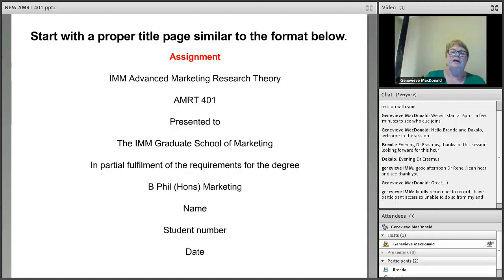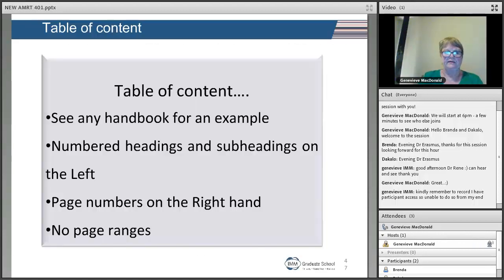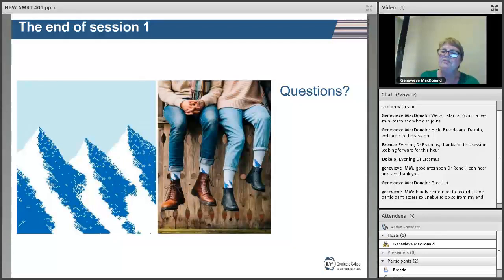Okay, this would be the assignment title page. There is your module name, your name, student number, date. Just a professional start to your assignment. Table of content, please look at your learner guideline or even at the content, table of content to see how it is done. The numbered headings and subheadings on the left, page numbers on the right. And you don't give a page range, you just give the first page number of that particular section.